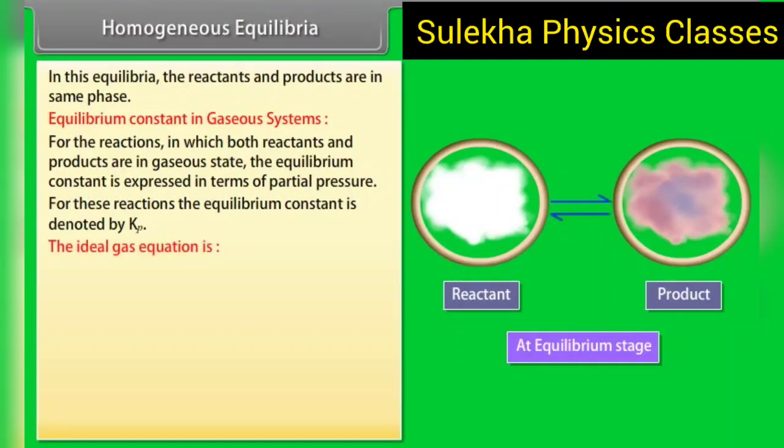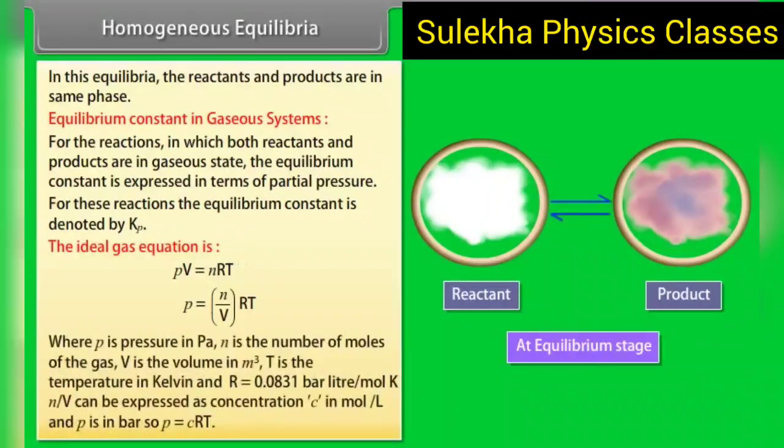The ideal gas equation is PV equals nRT. P is equal to n by V times RT, where P is pressure in pascal, n is the number of moles of the gas, V is the volume in m cube, T is the temperature in Kelvin, and R is equal to 0.0831 bar liter per mole Kelvin.